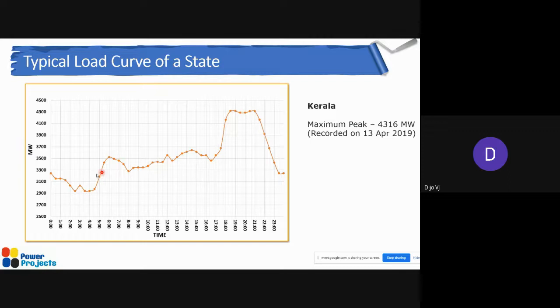So this is actually a typical load curve in Kerala state. I got some sample load profile, but I have extrapolated it to match the 4316 megawatt peak requirement, which was recorded in 2019. I'm not sure whether it has increased beyond that, but this was the data before the COVID pandemic. In Kerala, this was the maximum peak, but because of COVID the next year, not much requirement was there. It was lesser than that peak requirement. This year it might have crossed. I'm not sure about it.